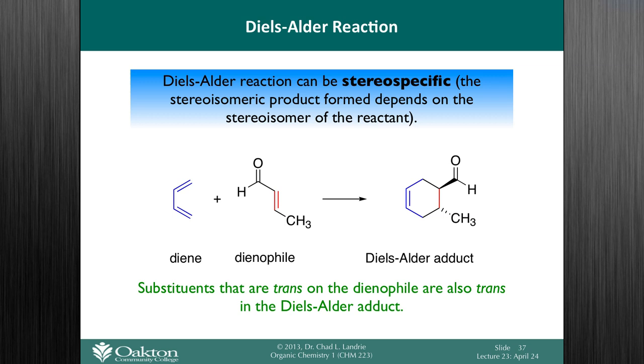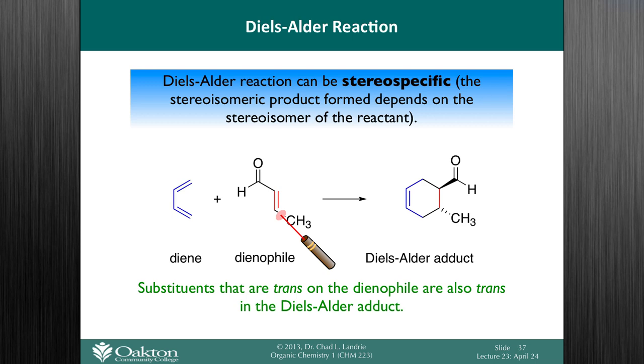The Diels-Alder reaction can be stereospecific. In other words, the stereoisomers of the products that I get can depend upon the stereoisomers of the reactants that I start with. In this case, I have a trans relationship between this methyl group and the aldehyde in this Diels-Alder reaction. This trans relationship depends upon the trans relationship of the reactant, stereospecific. Again, in the diene, we're forming new bonds between the terminal carbons of the diene and the carbons of the alkene. Here, and here.